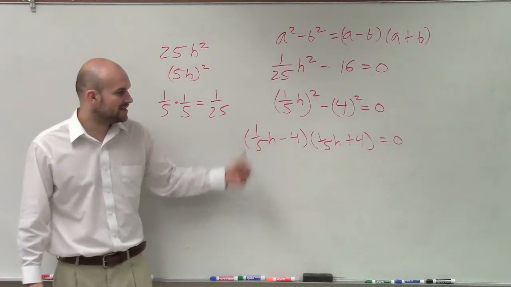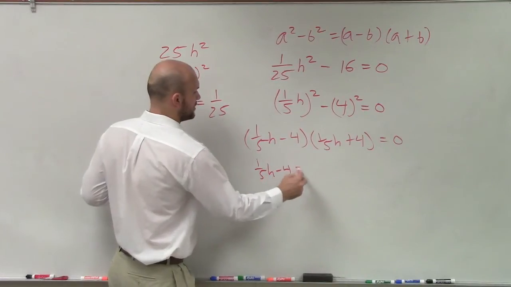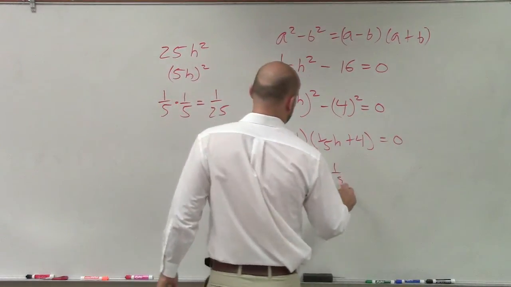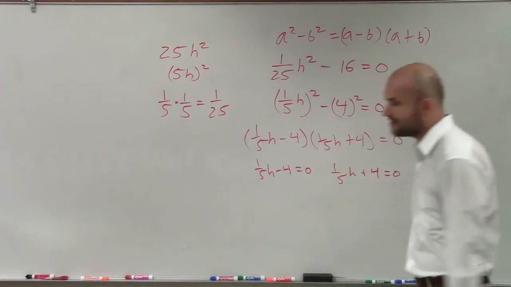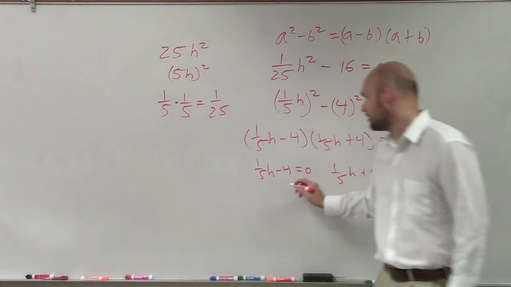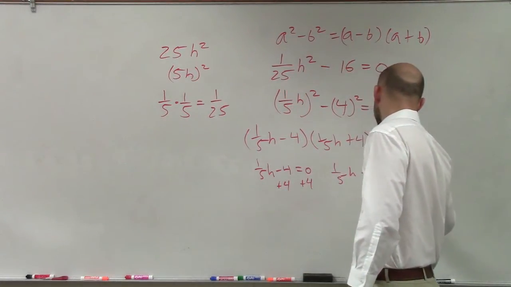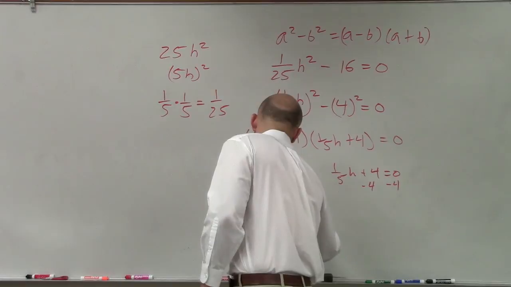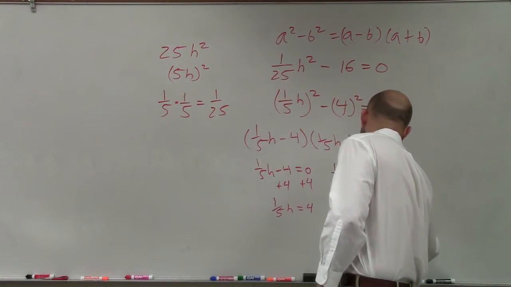So now you just set them equal to 0. So you could say 1/5 h minus 4 equals 0. And you could say 1/5 h plus 4 equals 0. Now you have to solve using your inverse operations. So I'll actually do this step by step because I know a lot of students get stuck with this. So now you have 1/5 h equals 4. You have 1/5 h equals negative 4.